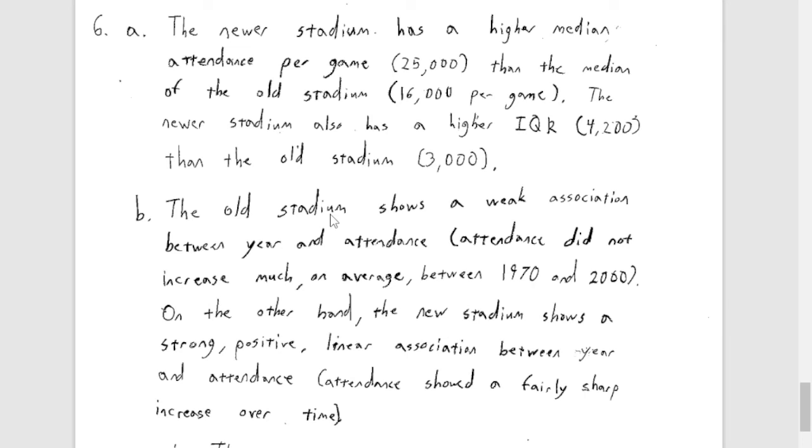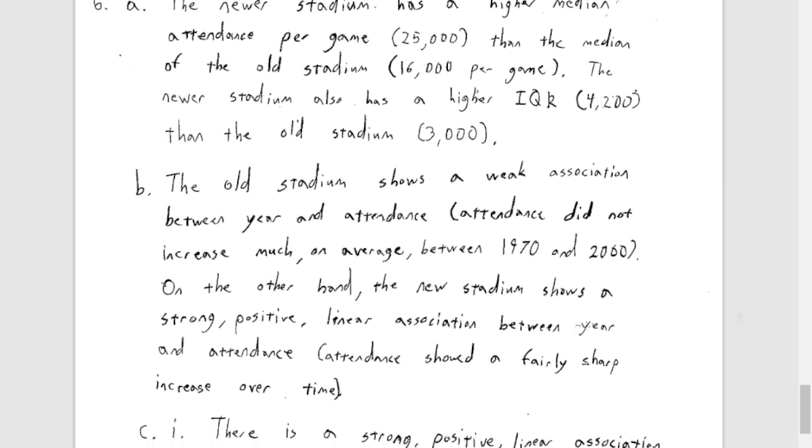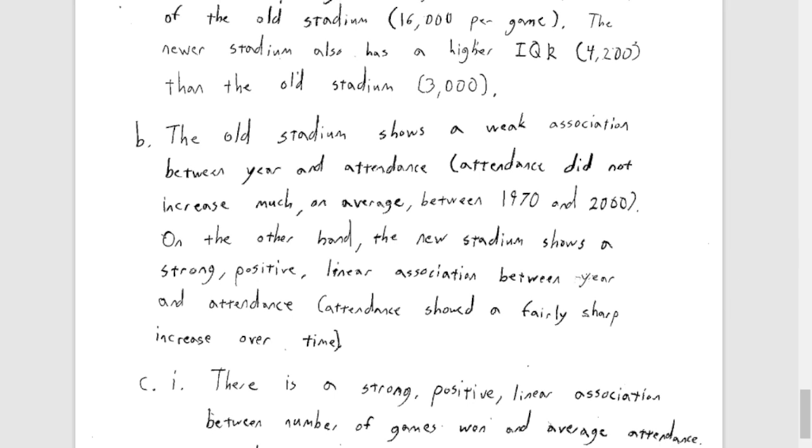Now, breaking that down a little bit more, we have these two scatter plots in part C. They're identical except one labels which one's the old stadium and which one's the new stadium. Graph 1 shows the average attendance versus number of games won. Describe the relationship between the variables. Again, strength, direction, and form. Strong positive linear association between number of games won and the average attendance.